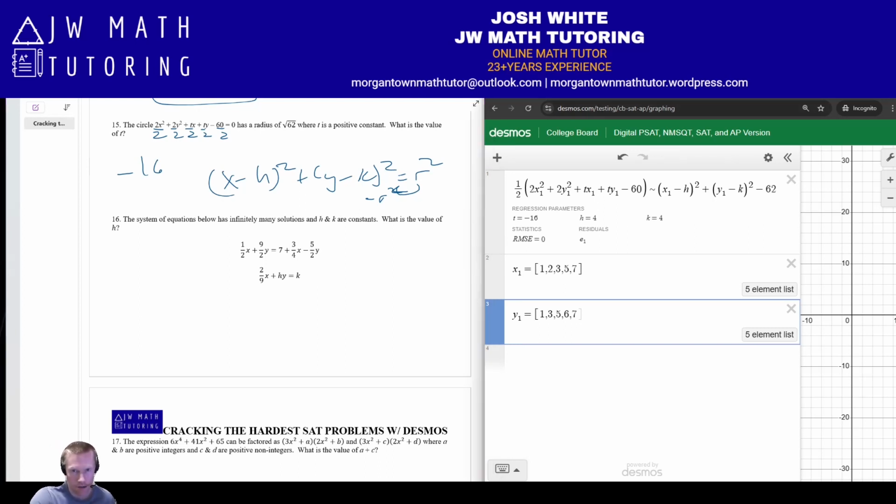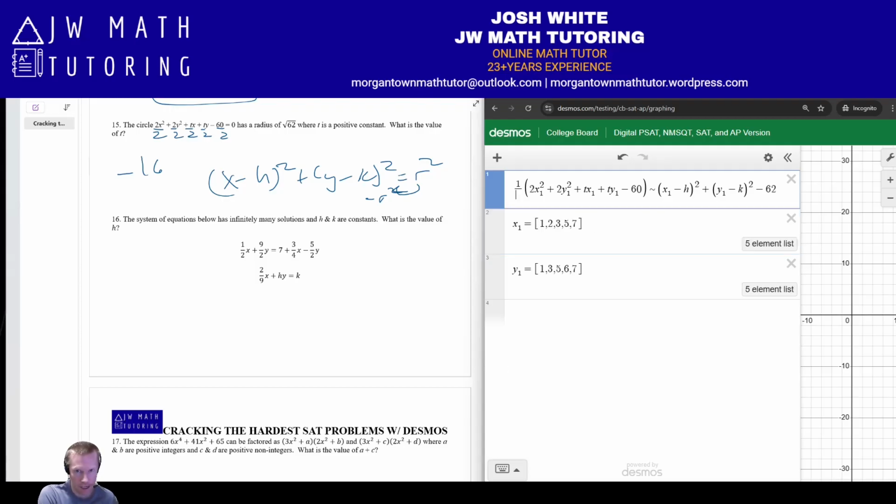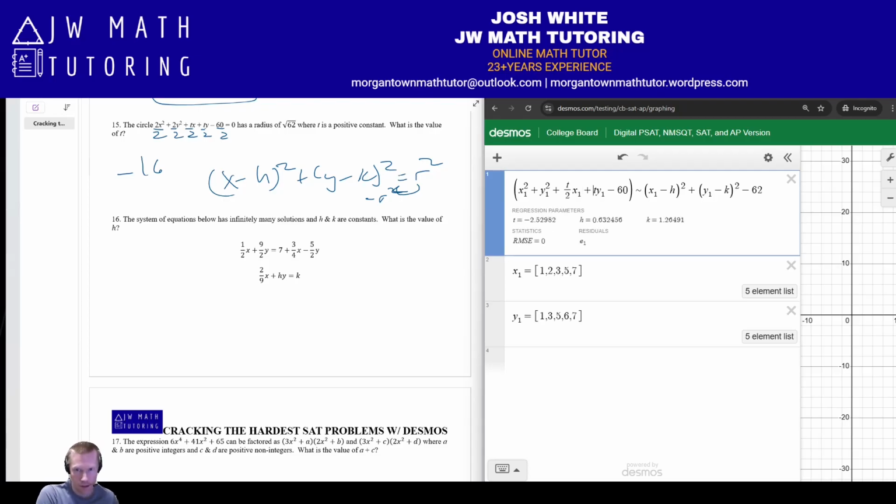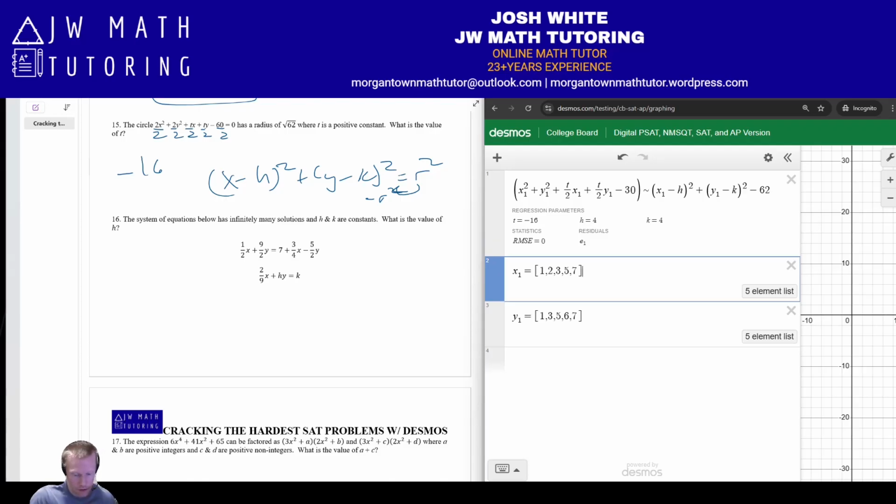Let's see if the 1/2 is what is messing with things, and instead do the divide everything by 2 method. Or 2, it's 30. Okay. And we get the exact same answer. So looks like, yes, the correct answer for this should be negative 16.